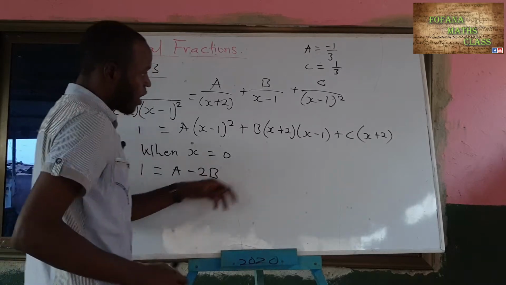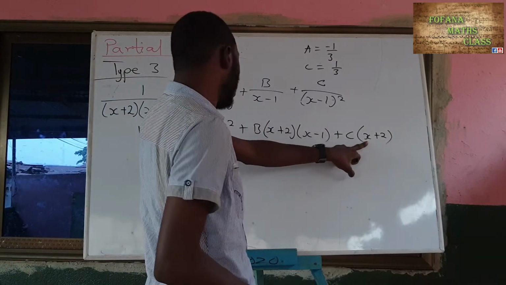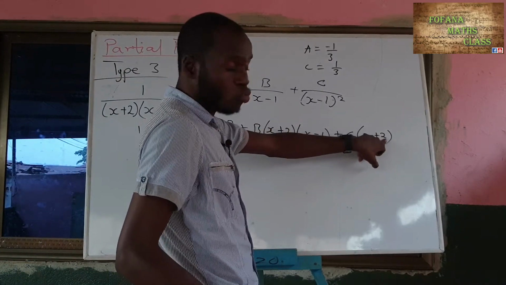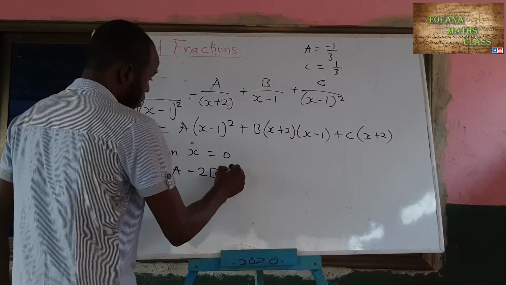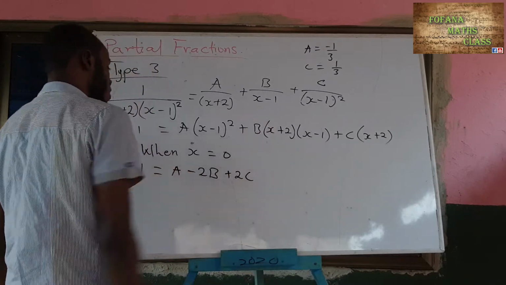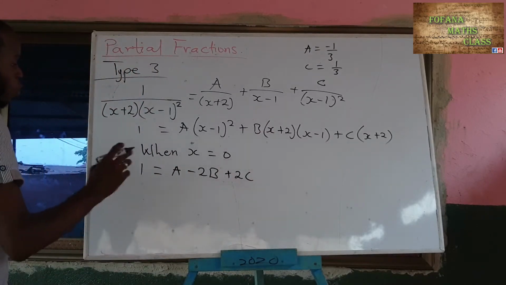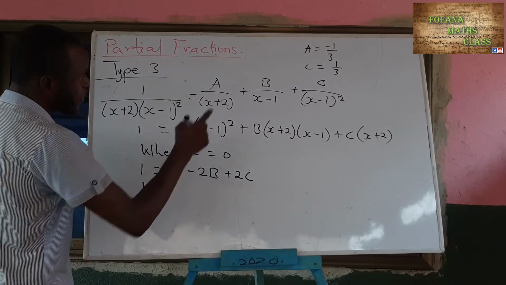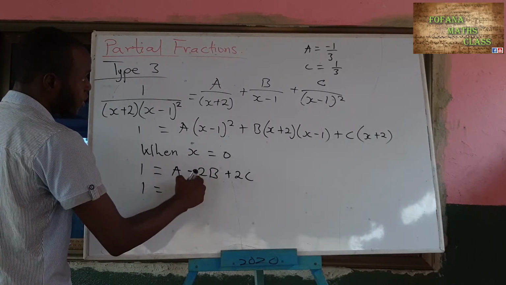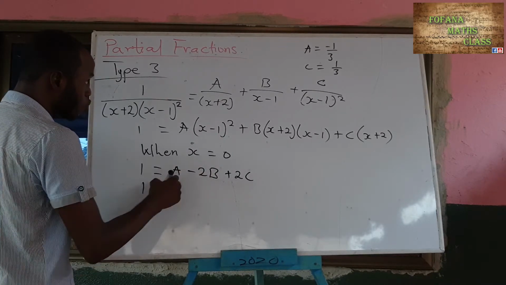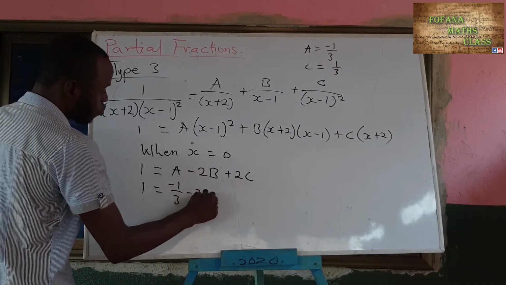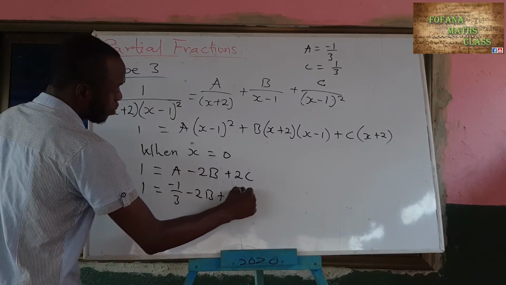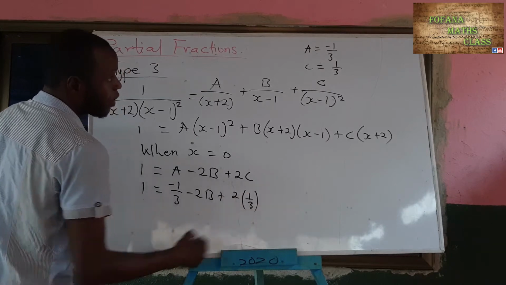And then here, when I set this x to 0, it will be what? 0 plus 2, okay? And here we'll be left with what? 2. So 2 times c, I'll have what? Plus 2c, okay? So now I have the value of a and I have the value of what? c. So I can just insert in and solve for the value of b directly, okay? So a is equal to minus 1 over 3 minus 2b plus 2 times 1 over 3 here, okay?